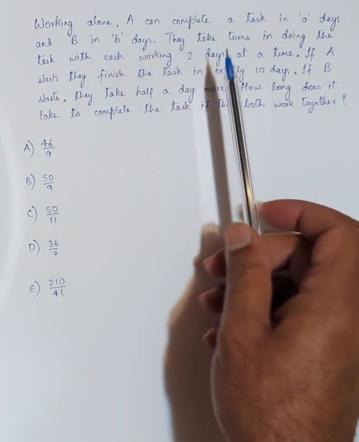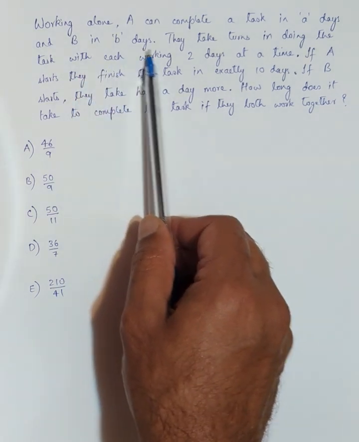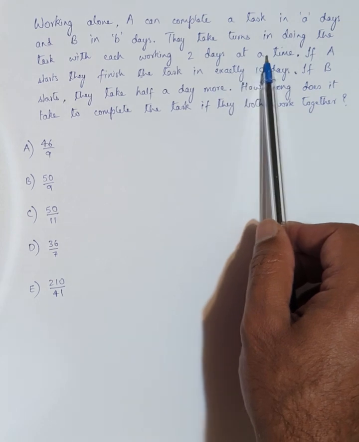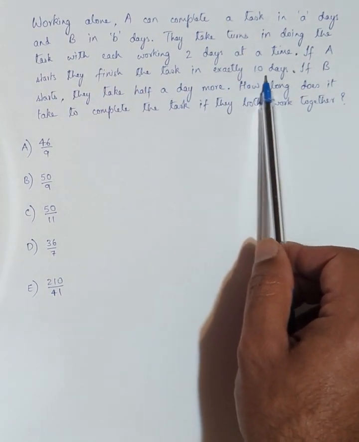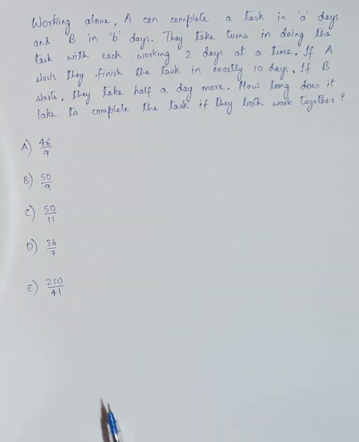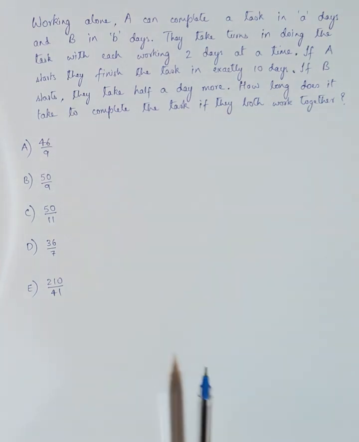Working alone, A can complete a task in A days and B can complete it in B days. They take turns doing the task, with each working 2 days at a time. If A starts, they finish the task in exactly 10 days. If B starts, they take half a day more. How long does it take to complete the task if they both work together?